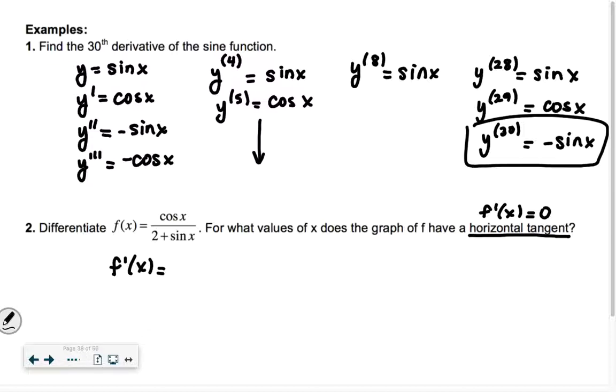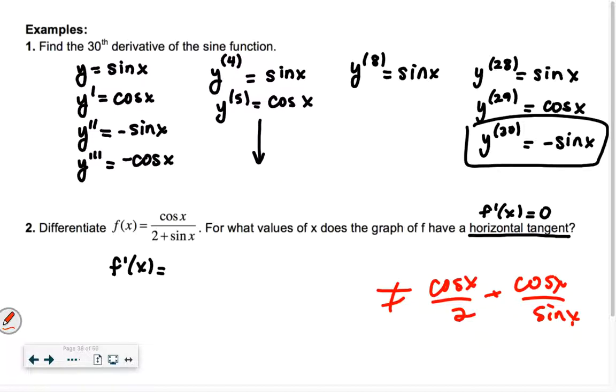So again, we're doing quotient rule, right? We're doing low d high minus high d low. We can't simplify this one. Like some people are like, oh, can I write cosine of x over 2 plus cosine of x over sine of x? Why can I not write that? Do you guys know why we can't do that?